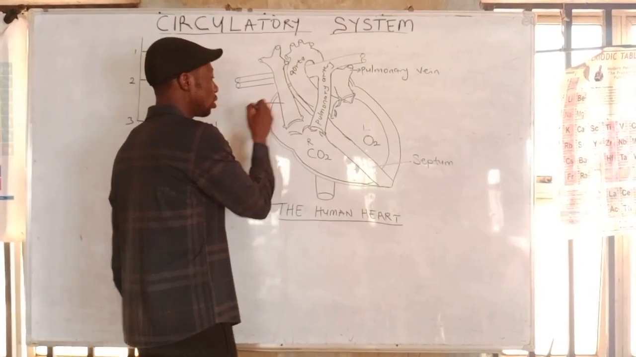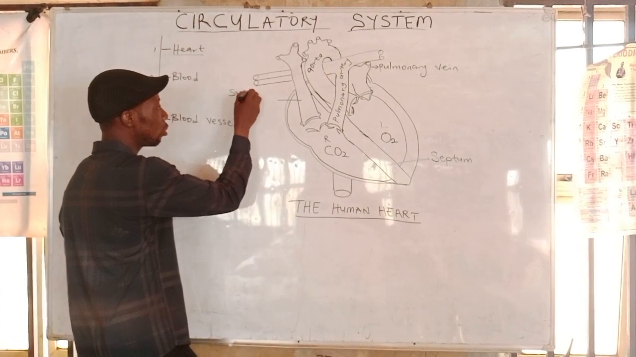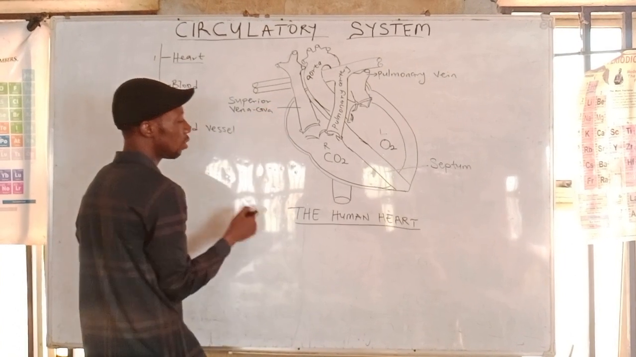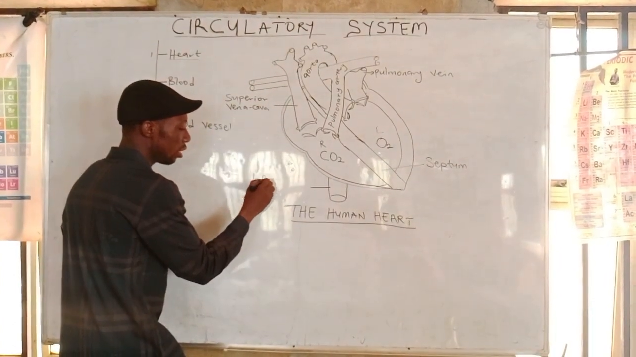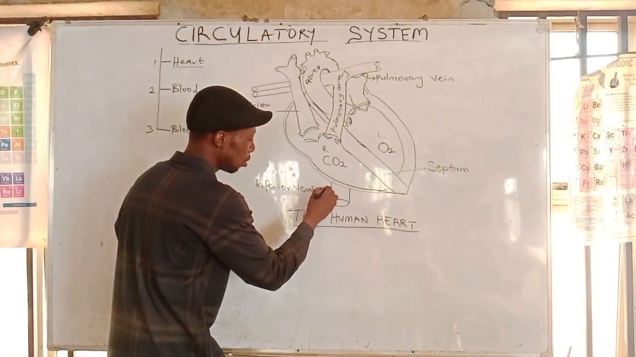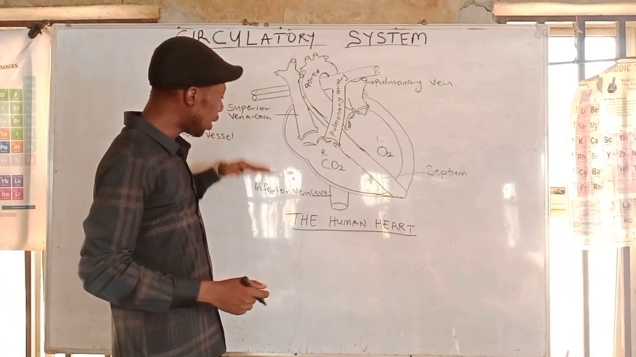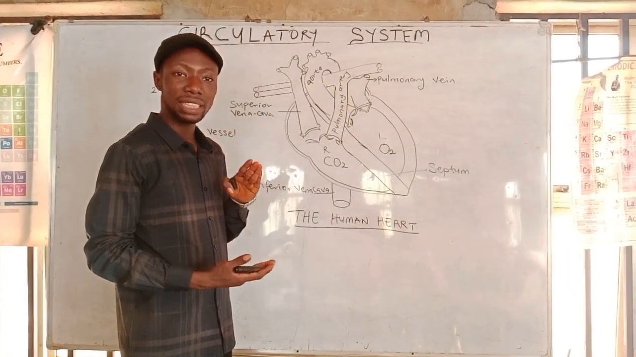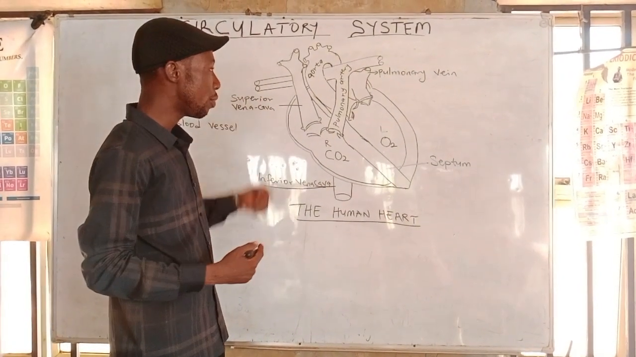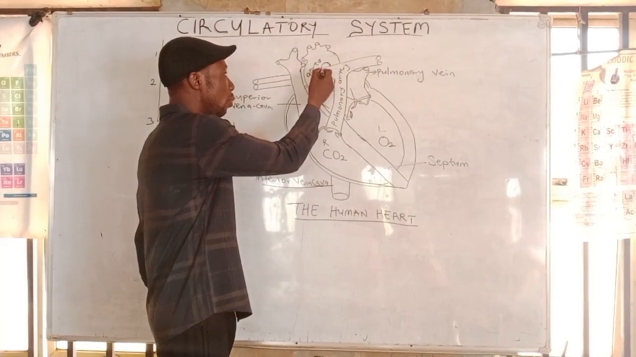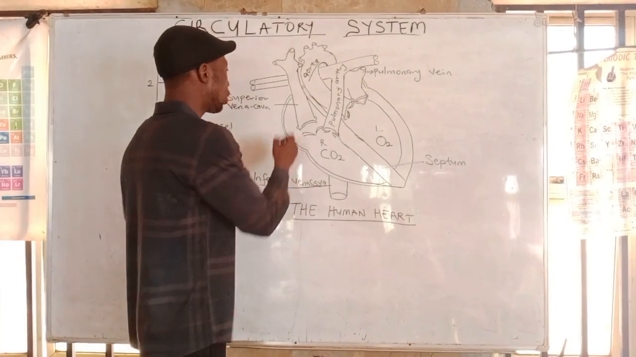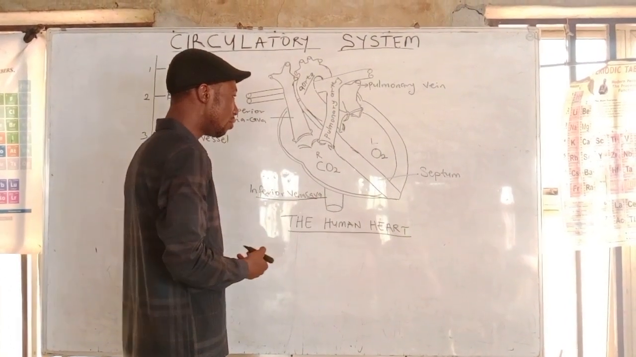Then here is the superior vena cava. Then here we have the inferior vena cava. The superior and the inferior vena cava here are the largest veins, right? But the inferior is larger than the superior vena cava. And in the same way, the aorta is the largest artery in the body.